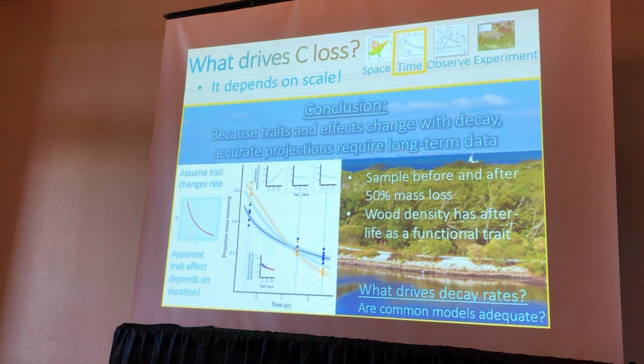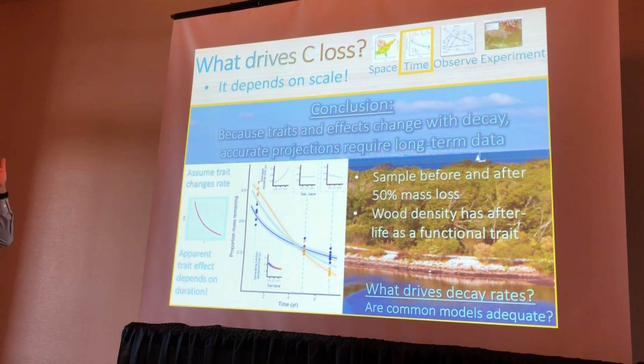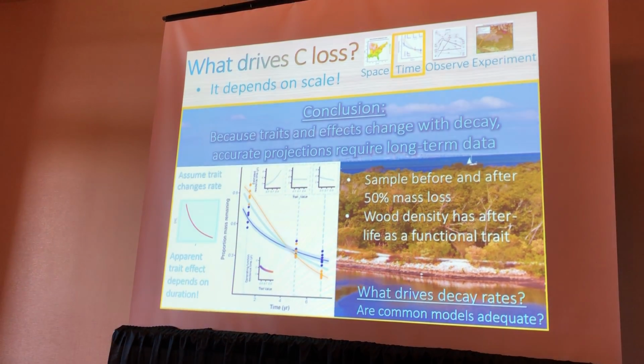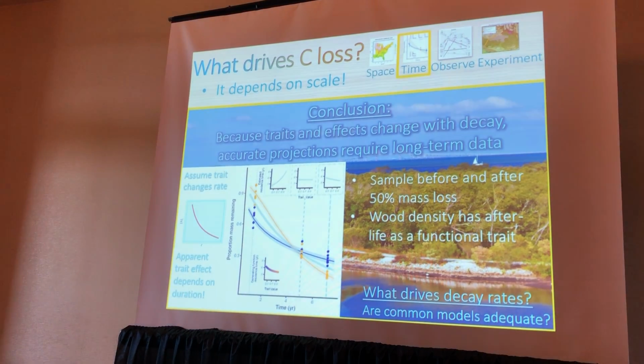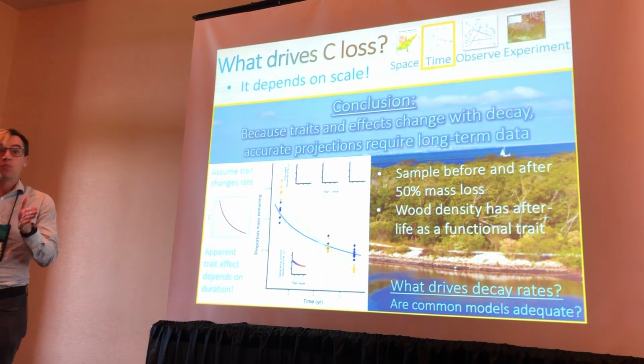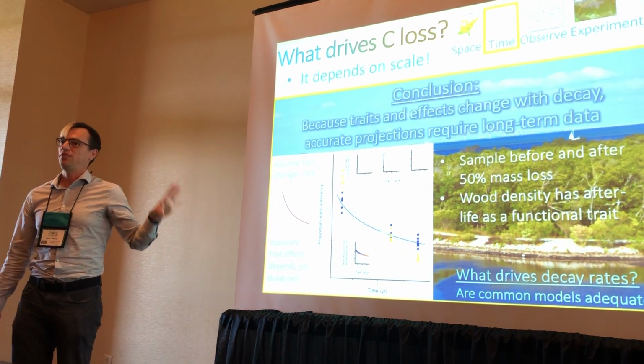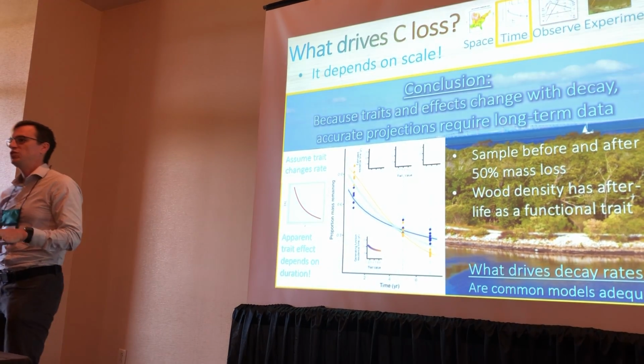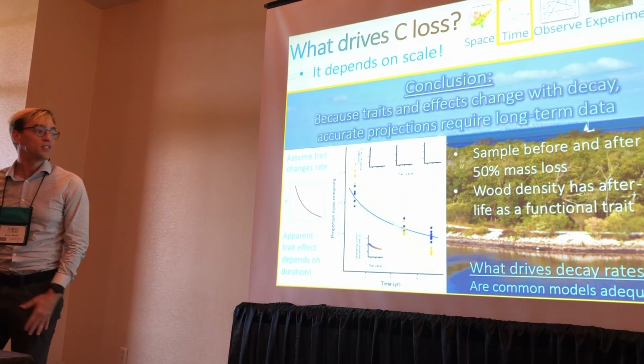All right, so what are we going to conclude from this? The first thing that we're going to conclude is that because traits change decay rates, it's really important to set up one of these experiments so that you sample multiple times and you use one of these fancier models, right? Exponential is cool, but it's not going to let you predict things very accurately.